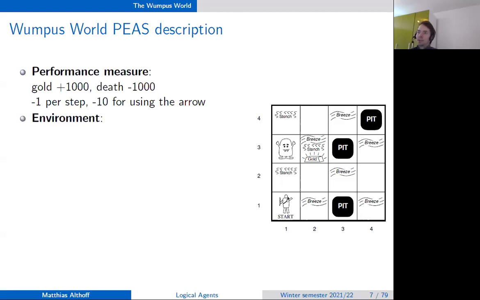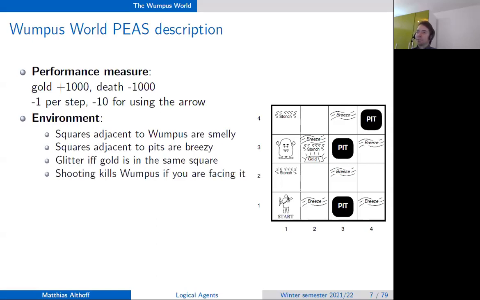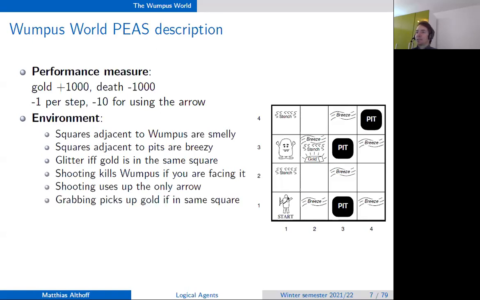So the E was for environment. So what's the environment? Squares adjacent to the Wumpus are smelly. So that's what I already mentioned. Squares adjacent to pits are breezy. Also that I mentioned: glitter if and only if gold is in the same square. Shooting kills the Wumpus if you're facing it. And shooting uses up the only arrow you have.